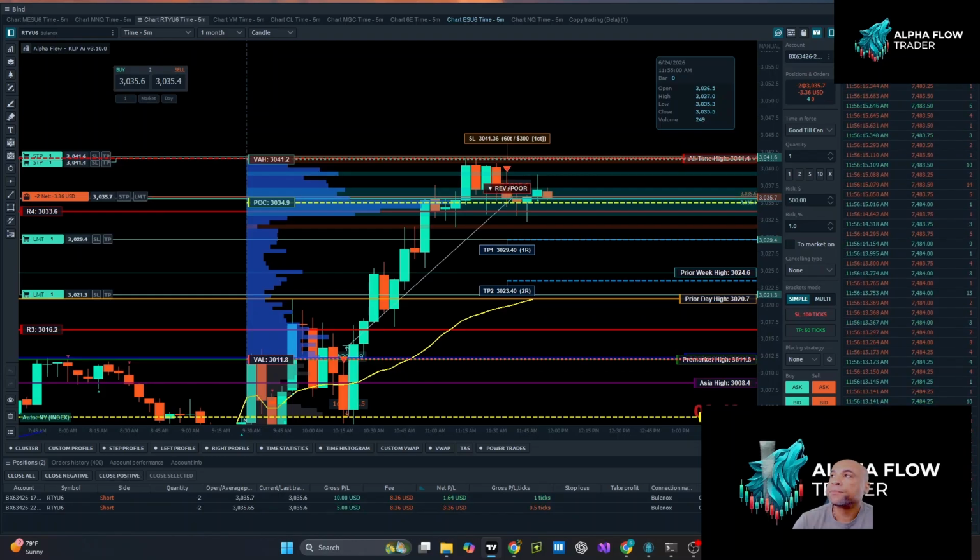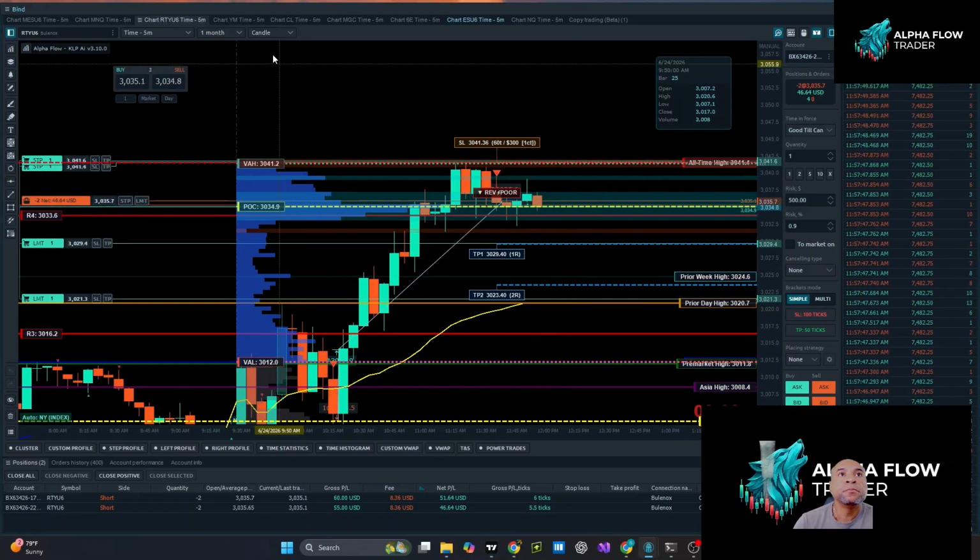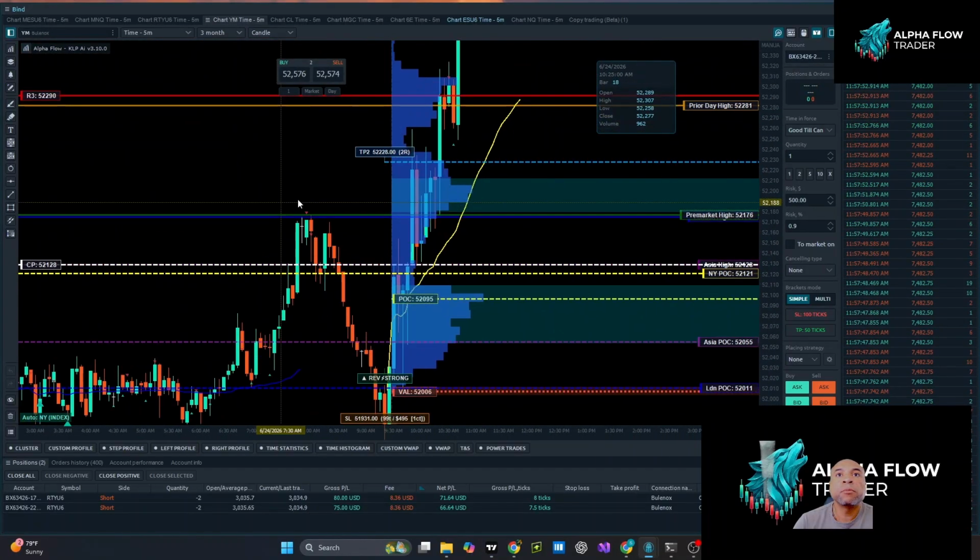All right, still fighting here around this high volume node, and what we need is for price to push past this node to the downside. Do like our chances. See what the rest of our markets look like.